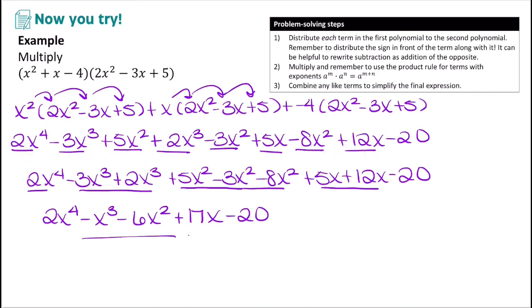The x to the fourth has no like terms, so we just leave that as 2x to the fourth. We combine all the cube terms, and so that gives us minus 3x cubed plus 2x cubed, which is minus x cubed. 5x squared minus 3x squared minus 8x squared gives us minus 6x squared. And then 5x plus 12x gives us 17x, and we have minus 20.